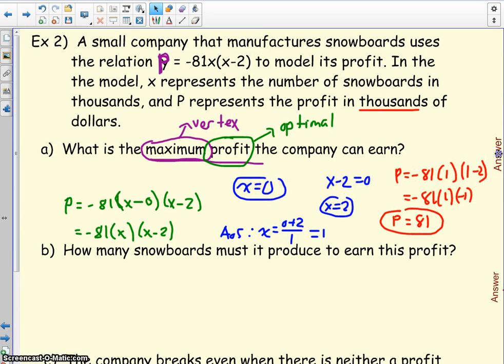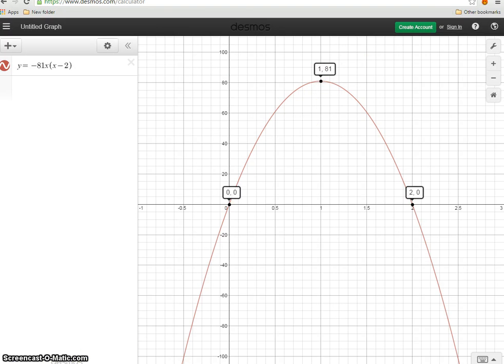Okay, and again, I could see that from my graph just by looking at the optimal value. Okay, right there.